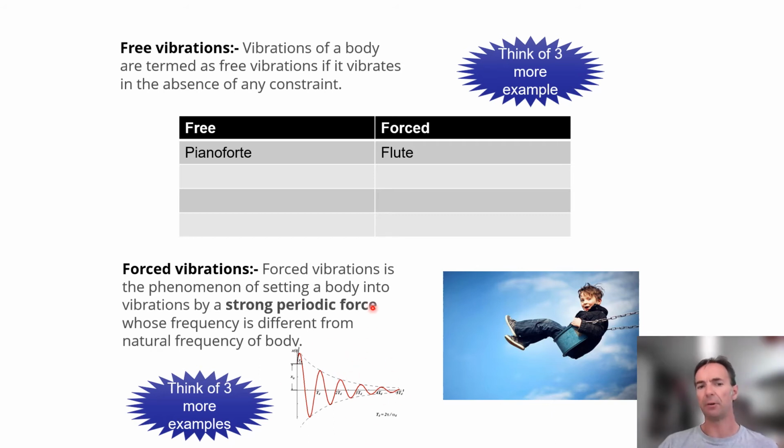If you have a strong periodic force which is matching it, then you end up with very, very large amplitudes. Forced vibrations, that's what you can get set up, but if the strong periodic force is different to the natural frequency of the body, you end up with much smaller amplitudes. So you can do it, but it means that it's going to keep going in much smaller amplitudes, and it won't have a natural frequency afterwards. So you can get things going with forced vibrations, but it will not be at very large amplitudes.